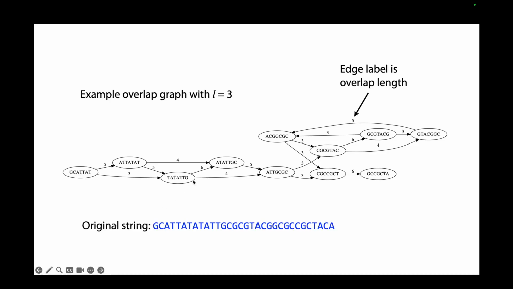For example, this and this. In these two, the last three, TAT and TAT, match here. So you connect this node and put a 3. So each of the edge labels is giving you the overlap strength. And this is the original string for that, right? The whole graph that has been made is made out of this particular original string.